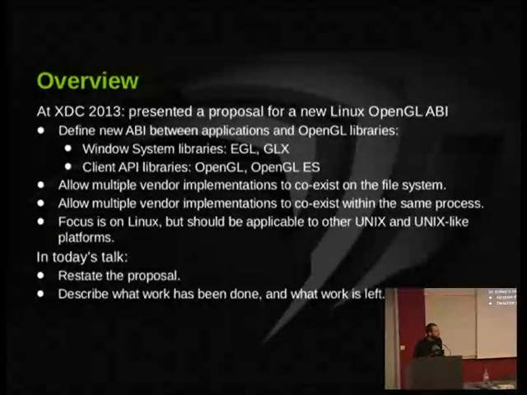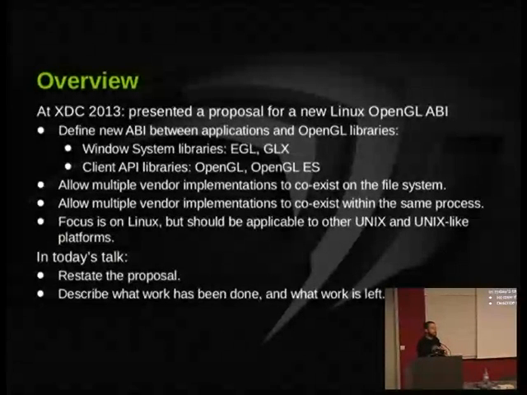And I guess to talk a little bit about what this is. We're proposing a new ABI that would both define a new ABI between applications and OpenGL libraries, and then also the ABI between vendor-neutral OpenGL libraries and then driver implementations.